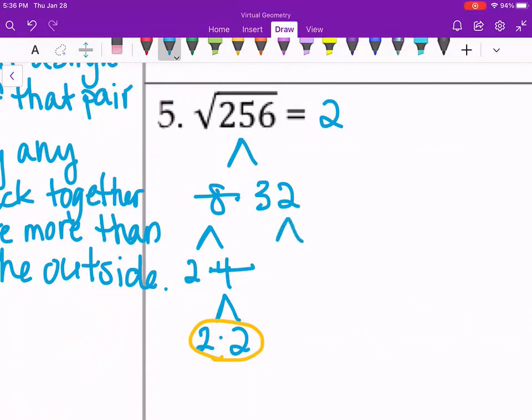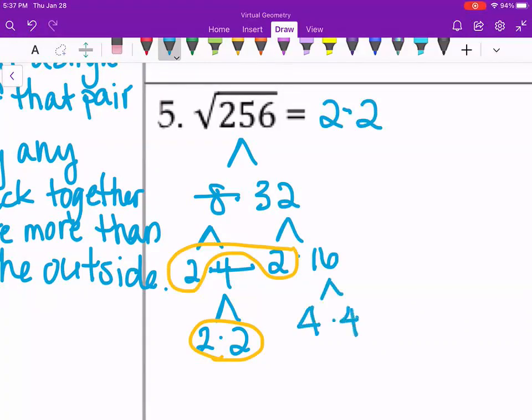32, I could do 2 and 16. And there's a pair of 2s, even though they're on 2 separate branches, that's fine. Again, as long as they're at the end of one of these pieces, they can pair up. So there's another 2 I can bring out. Let's keep going. 16 can go farther. Oh, I know 16 is 4 and 4. There's a pair there at the end. 16 is done. I can bring out now the 4.